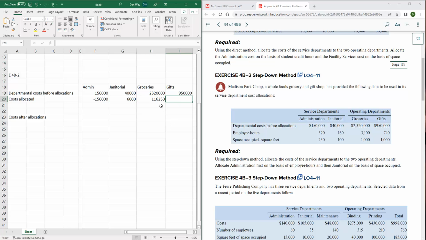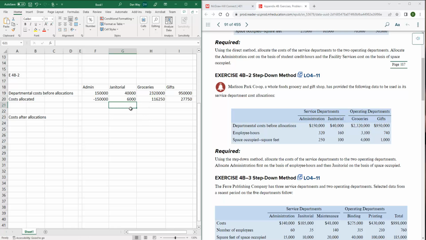So there we go. Cost allocated 116,250. Now for the final department, I could plug the difference because I want to make sure I'm allocating all 150. But just to stay extra thorough for our practice, 150,000 in admin cost times the relative portion of employee hours used in the gifts department, 740 divided by the 160 plus the 3,100 plus that 740 again. There we go. I'll do my quick check to make sure I allocated everything. So my sum, 150,000. Yeah, I'm good to go there.